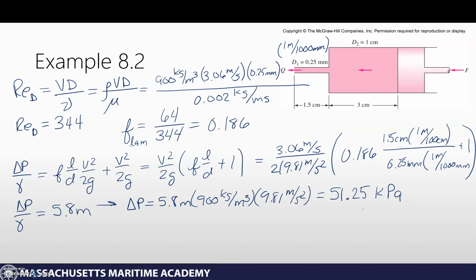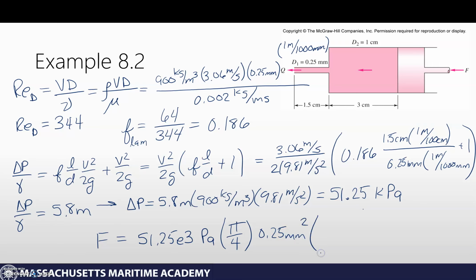So the last thing that we've got is to calculate out our force. So we go back to our equation. Pressure is equal to force over area. So the force is going to be the pressure difference times the area. So here's our force. Our pressure difference is 51.25 times 10 to the third pascals. And then we multiply it by our area, which is pi over 4 times the 0.25 millimeters, squared.